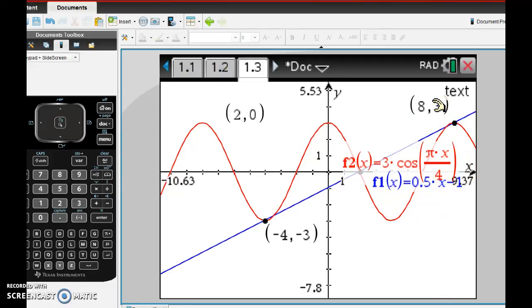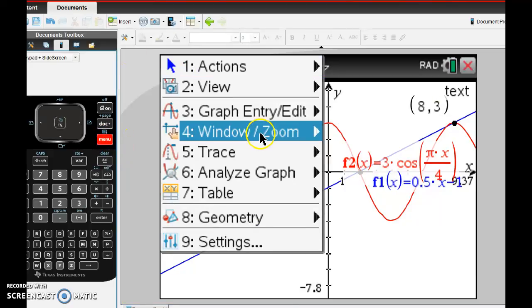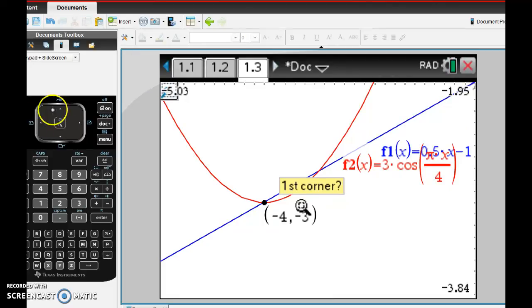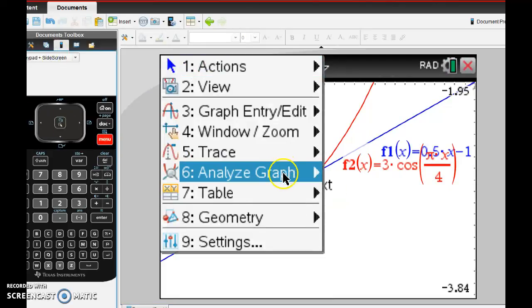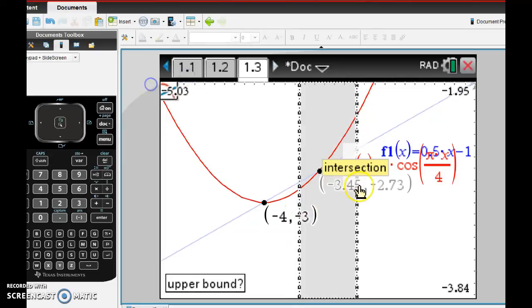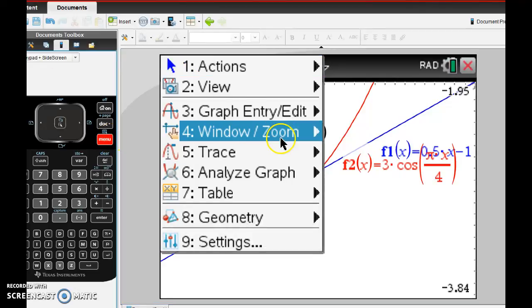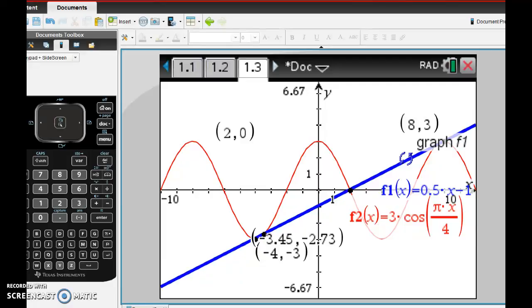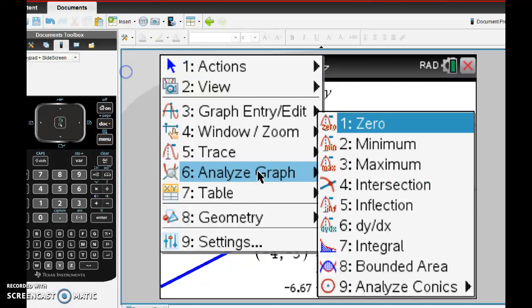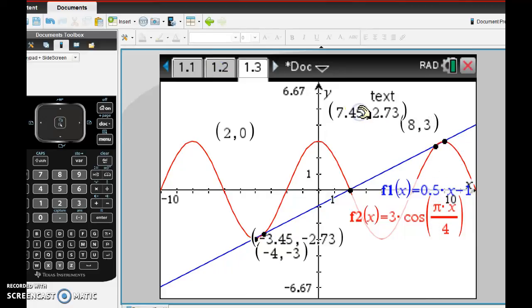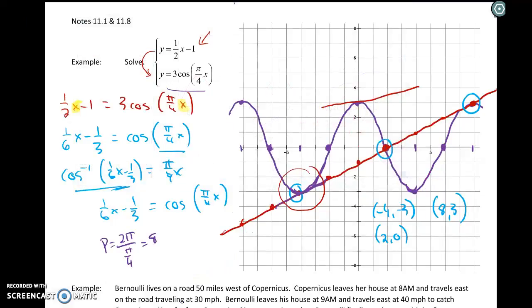There's the third. But if you do a zoom box here, you're going to see that there actually is another point of intersection, and unfortunately, we can't find that one. The calculator can use numerical methods to solve it, but this graph, zoom standard, actually has 5 intersection points, of which we can only find 3 of the 5. Okay? All right.